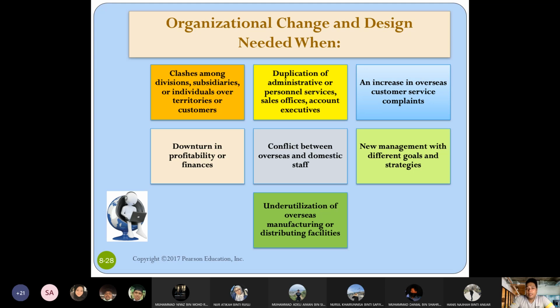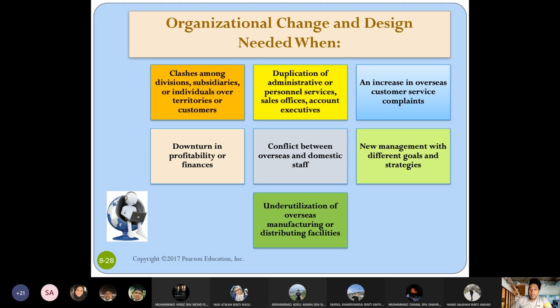Okay, this is why we must change the design. We need to change the design of the organization if there are clashes among divisions, subsidiaries or individuals over territories or customers. So if they have any clashes, you must change the organizational structure. Another case is duplication of administrative or personnel services, sales officers, account executives. So you must change the organizational structure. And then an increase in overseas customer service complaints. If you have a lot of complaints from overseas customers especially, you must change the organizational structure.